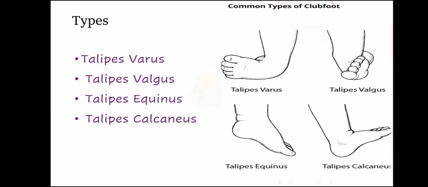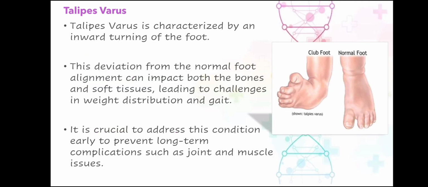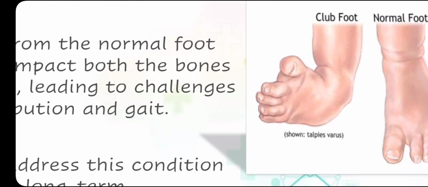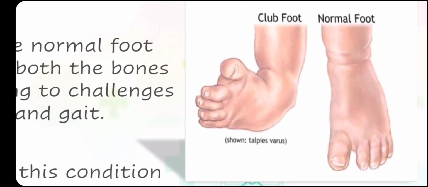Types: Talipes varus, Talipes valgus, Talipes equinus, Talipes calcaneus. Talipes varus is characterized by an inward turning of the foot. This deviation from the normal foot alignment can impact both the bones and soft tissues, leading to challenges in weight distribution and gait. It is crucial to address the condition early to prevent long-term complications such as joint and muscle issues. So this is the picture of Talipes varus, inward.